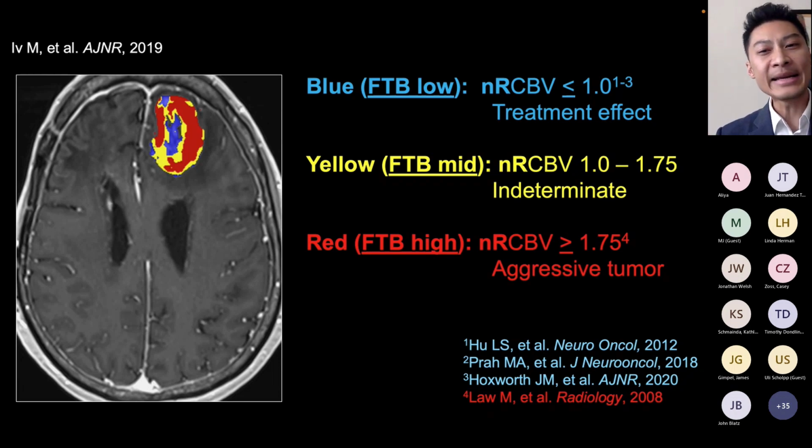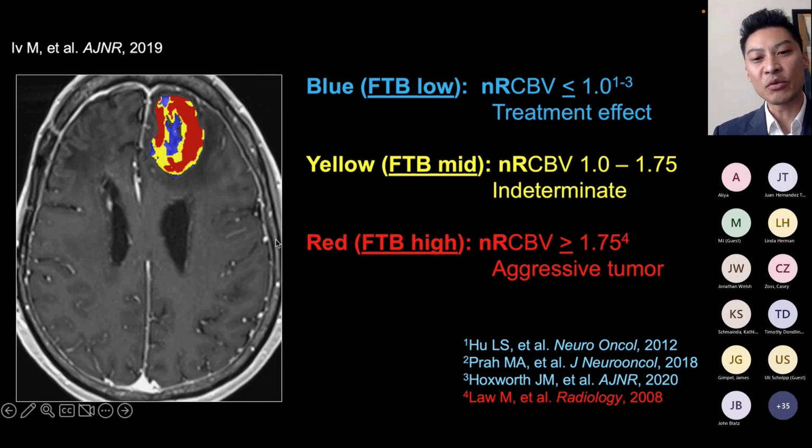So any value less than 1 was suggestive of something that was treatment effect or hypovascular tumor. Anything with a value greater than 1, we colored that blue. Anything with any voxel with a value greater than 1.75, we colored that red, and we were thinking, well, that's probably going to be aggressive tumor. And any value between 1 and 1.75, we thought it was a little bit indeterminate. It could be treatment effect, it could be tumor, it could be admixture. We don't quite know what's going on.